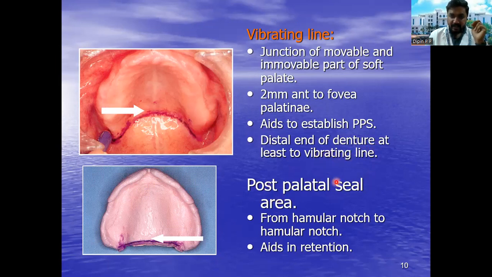The posterior palatal seal area, as I told, extends between the anterior vibrating line and the posterior vibrating line, and distally it extends from one hamular notch to the other hamular notch. The size and shape of the posterior palatal seal will differ according to the shape of the soft palate of the patient.